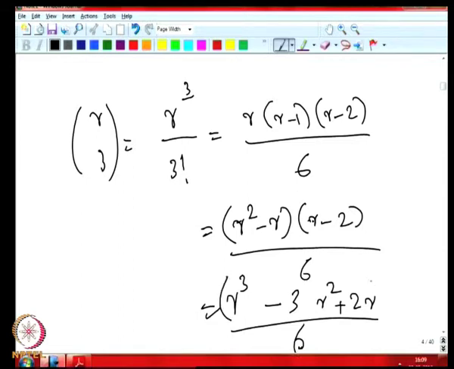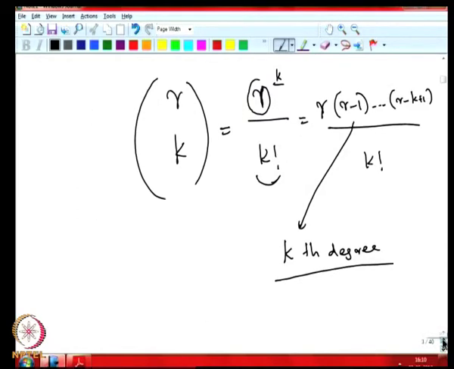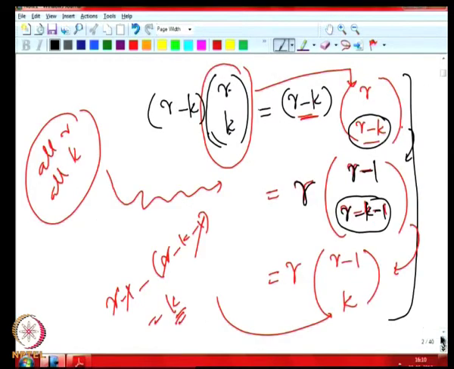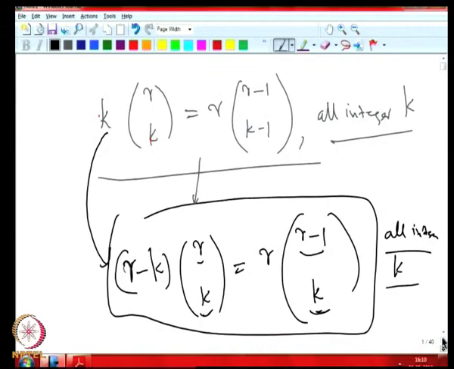So up in the numerator we do have a polynomial of degree 3, and that's true for R choose k also, right. So this way we can interpret this R choose k as a polynomial of degree k in R. Now good, so that will help us here. So if it is a polynomial of degree k in R, then this identity we wanted to prove.